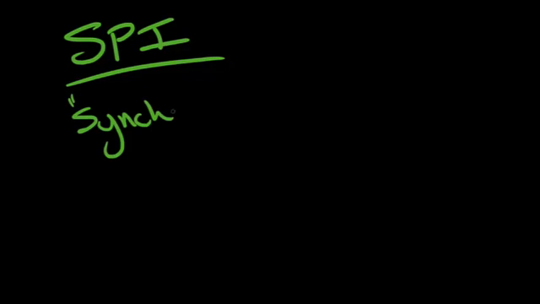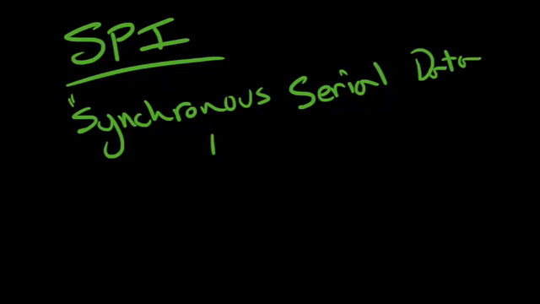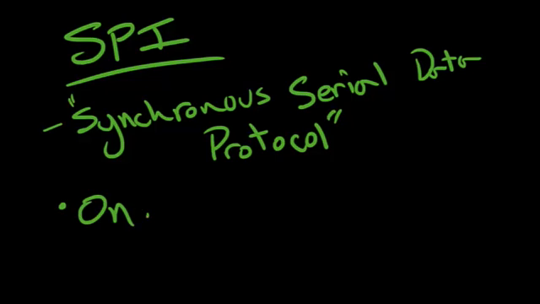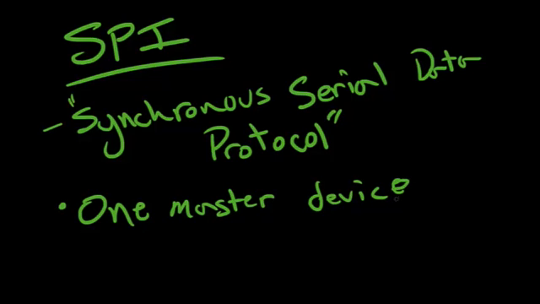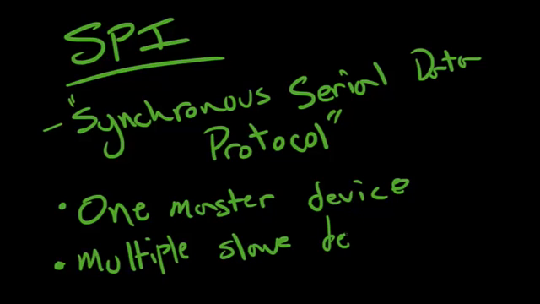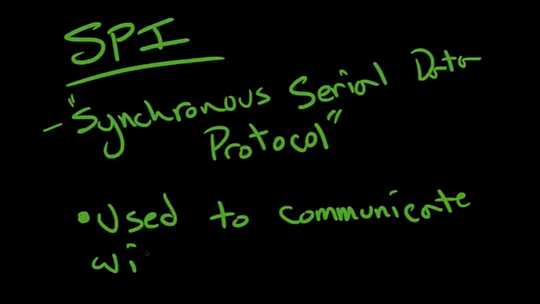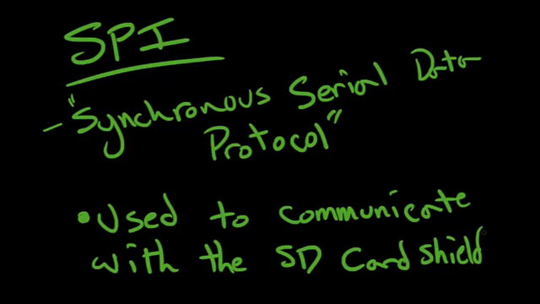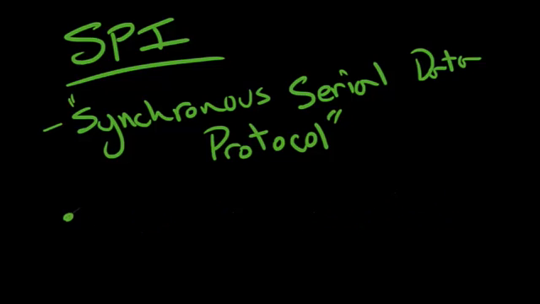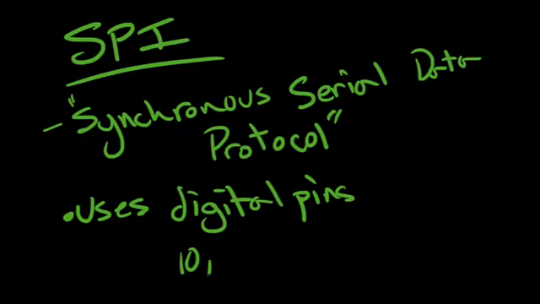So moving on, we're going to look at SPI, which stands for Synchronous Serial Data Protocol. And the way this is going to work is a little more complex. So we say it's going to have one master device, so one device is in control of the whole communication line, and multiple slave devices. So they're just waiting to be talked to from the master. And this is actually what we used to talk with the SD card shield in the previous lesson. And it's going to be using digital pins 10, 11, 12, and 13 to do this.